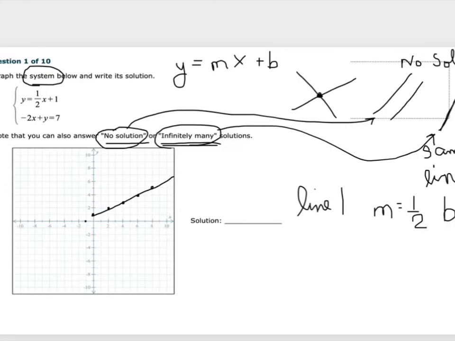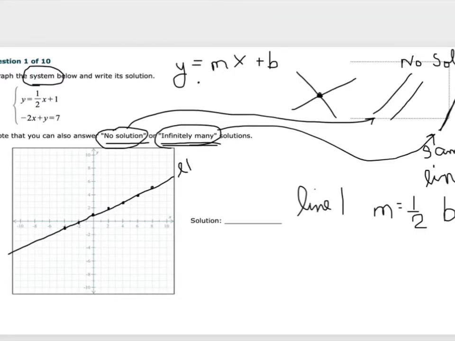Okay, so down 1 over 2, so that's a point. Down 1 over 2, so that's a point. Okay, so here's my line. Now, this was line 1. Now, let's look at line 2.